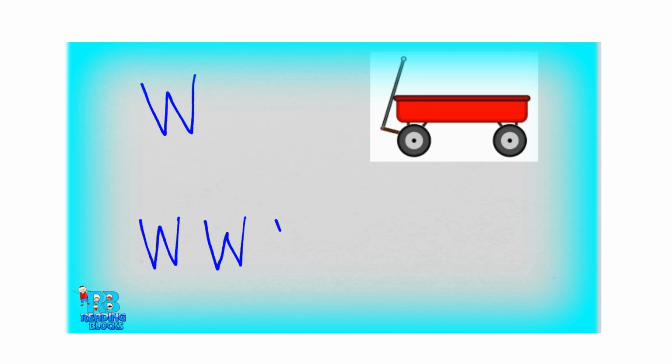Okay, let's go to our next sound. Our next sound is the first sound you hear in wagon. Wagon. What's that first sound? Very good. It's W. W. And here's how you write W. Looks like that. Let's practice. W. W. Like in wagon. W. Very good.